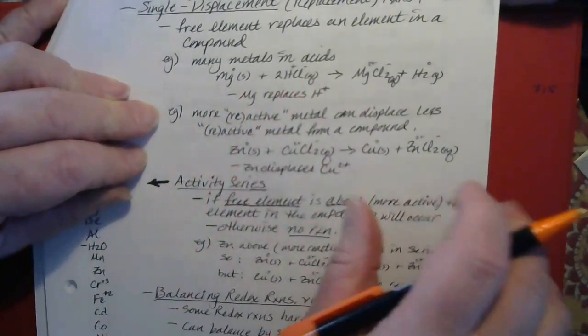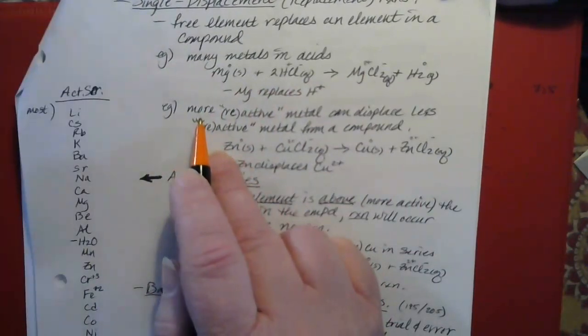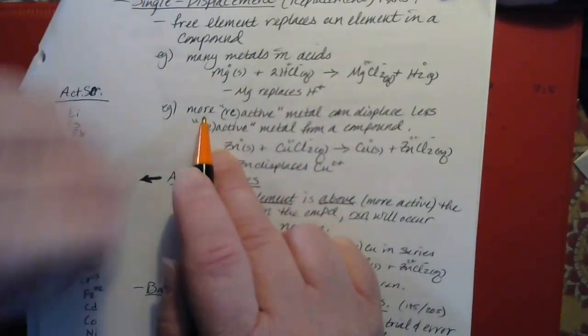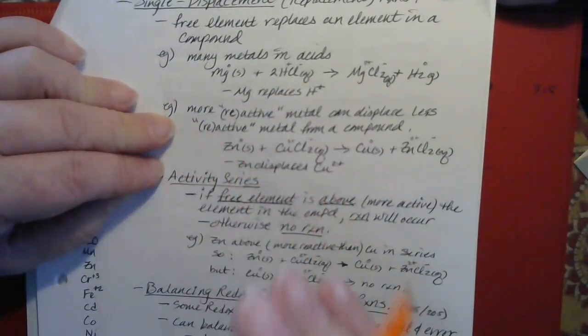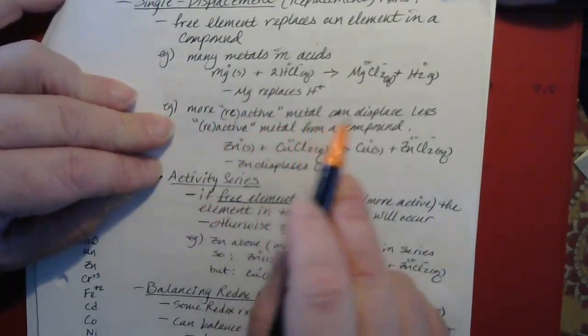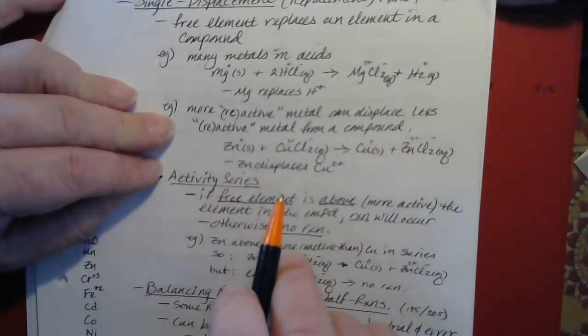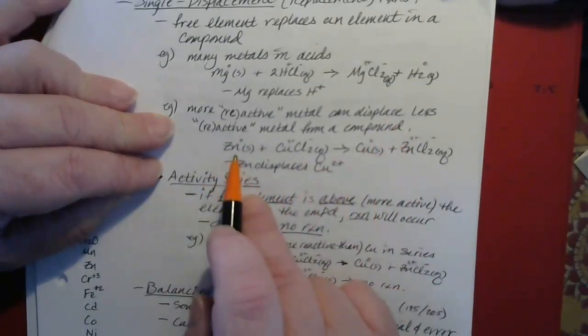Also, you can get metals replacing other metals in compounds. And so the general rule of thumb is that if the free metal, that is the element that's not in the compound, is more reactive than the metal that's in the compound, then the reaction will occur and the free metal will replace the metal that's in the compound.